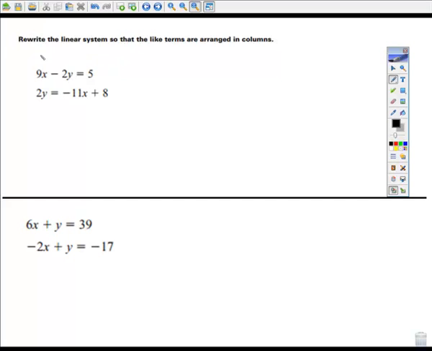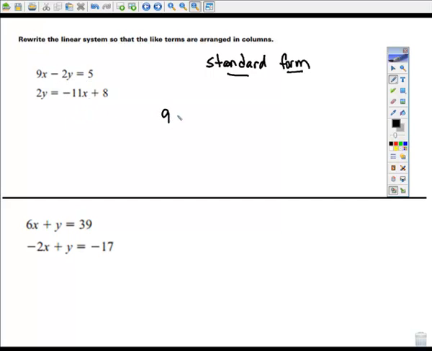So here we go. This problem right here I just have to show you that the first thing you have to do if they're not lined up in order is you have to make sure that the like terms are arranged in columns. So they need to be stacked. Usually it's just easiest if we put them in standard form. So remember, standard form gets the x's and y's on one side and the constant term on the other. So I'm noticing here that my x's are on opposite sides of the equal sign. The 9x is on the left and the negative 11x is on the right.